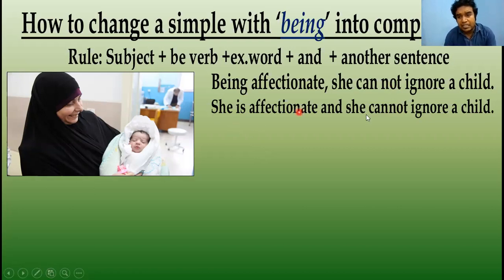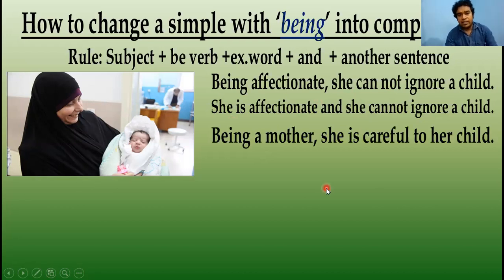She is affectionate and she cannot ignore a child. If you find that here it is could not, then you have to use here was or were. So I hope that you have understood. Another sentence is for you. You please solve it. Being a mother, she is careful to her child. What will be the answer, dear student?